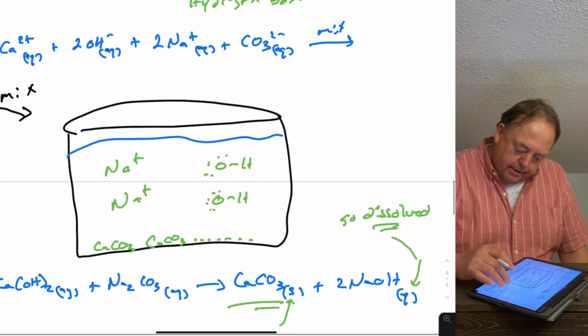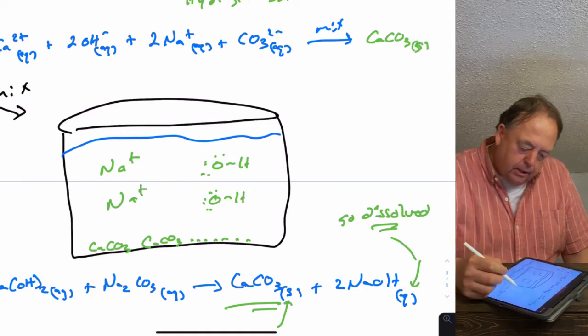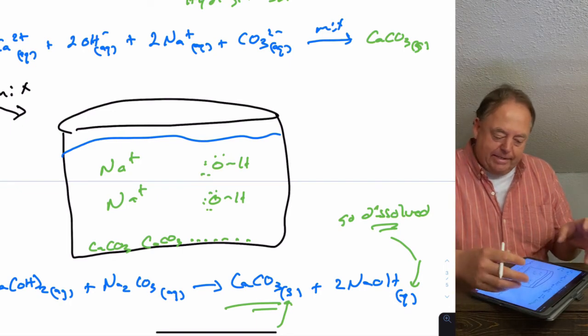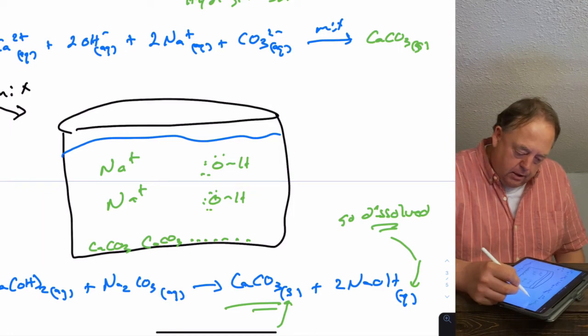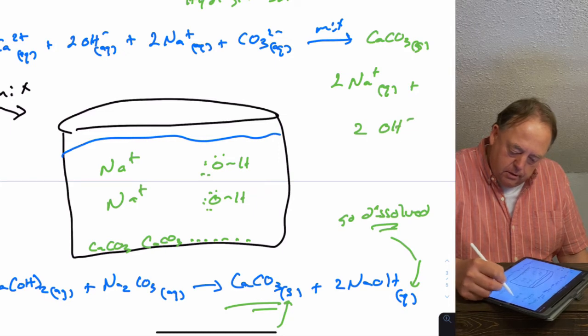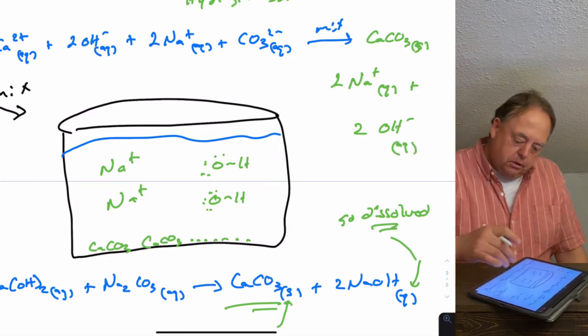So to finish the ionic equation then, anything that's solid, liquid, or gas in the molecular equation is not going to be ionized, and so it's going to stay together. But the sodium hydroxide is aqueous, so it's still going to be split apart. So two sodiums plus two hydroxides. And then that would be the ionic equation.